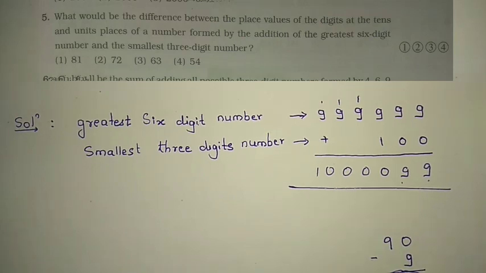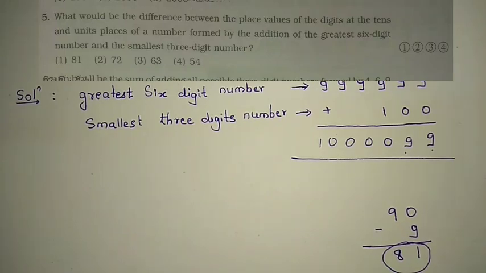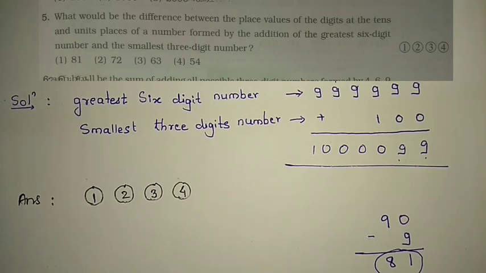If this answer is given in the options, yes, option number first is 81 only. So 81 is our answer, and the first option is 81. So in the answer column, which circle do we have to fill? The first one, that is 81. So fill the first circle.